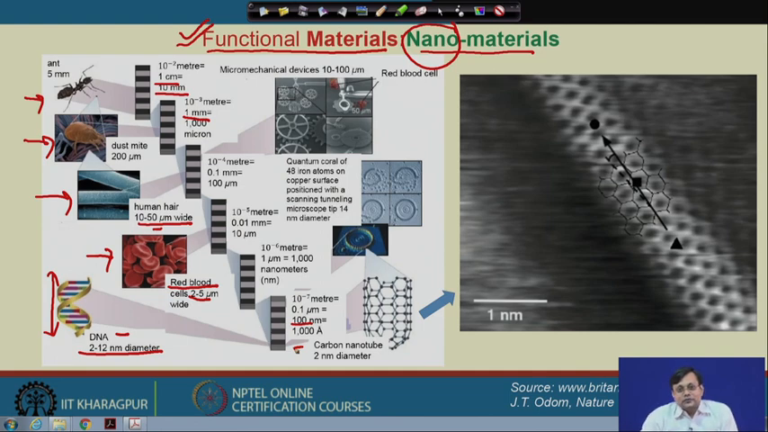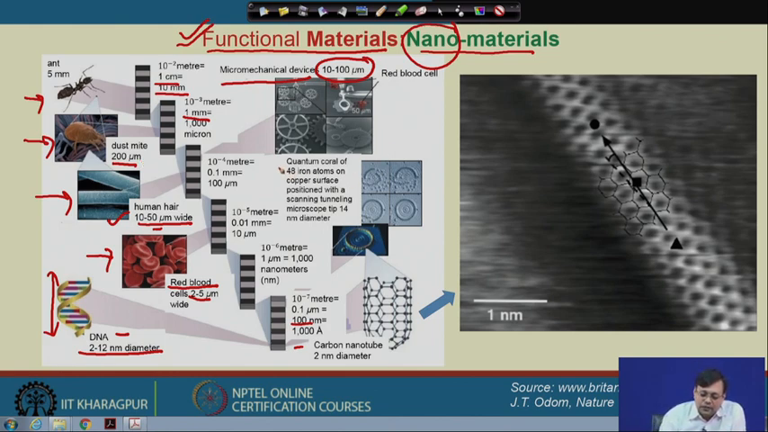Now, let us consider some of the engineering components that have been developed these days, how small people have engineered and made such tools. Micromechanical devices are very popular these days as MEMS. Their length scale is in the range of 10 to 100 micrometer, so almost in the scale of human hair, or let us say somewhat in the range of a dust mite.